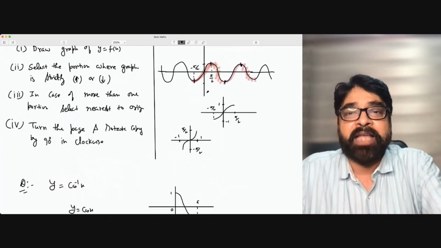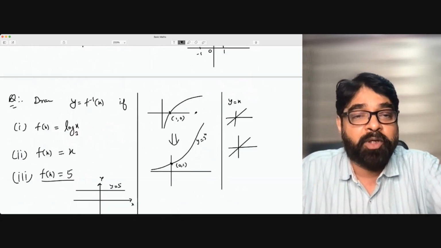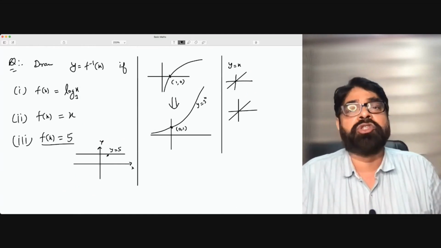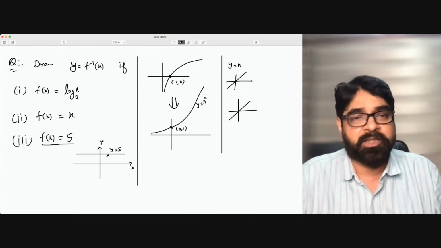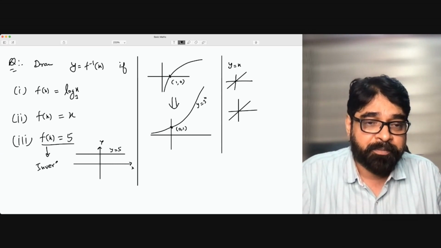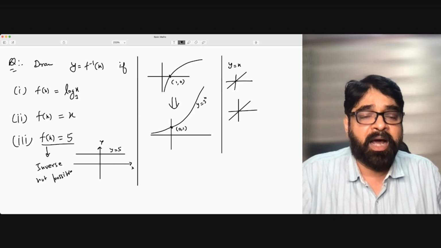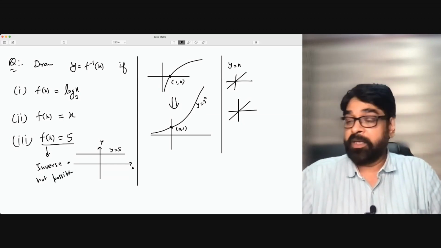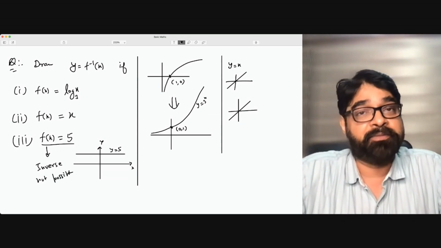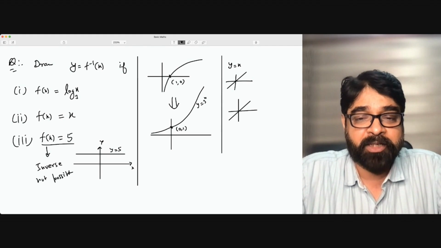If I say sin x, it's one-one between minus pi by 2 to pi by 2. But y equal to 5 can never be one-one. If it can never be one-one, how is it possible to draw the inverse? Inverse is not possible. The graph itself is the same. So this is the graph method of drawing the f inverse x graph. Have you understood? We understood the point of the f inverse x graph.